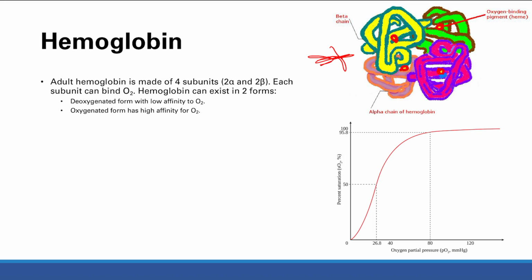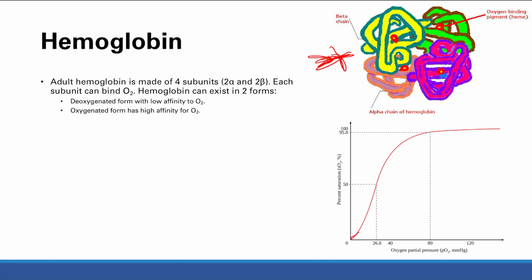Now, this hemoglobin can exist in 2 forms. The deoxygenated form, where it's not binding oxygen at all, has low affinity to oxygen. However, the oxygenated form has a high affinity for oxygen. The more oxygen it has, the higher affinity. And that's something we call positive cooperativity.